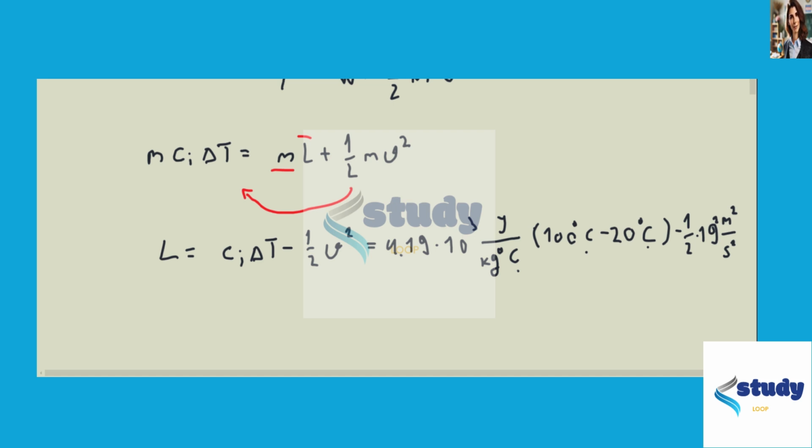When we place these values into a calculator, we obtain that L equals 3.35 times 10 to the fifth power joules per kilogram. And this is the final answer for this problem.